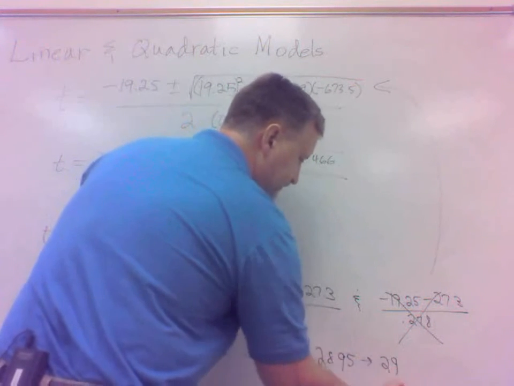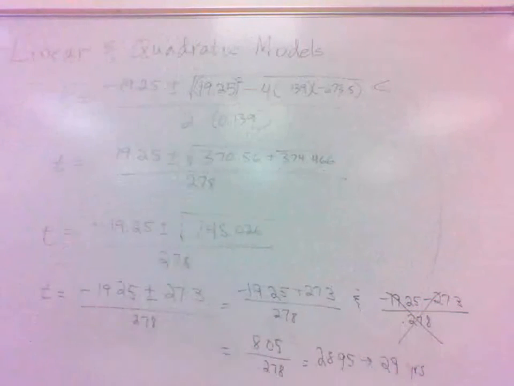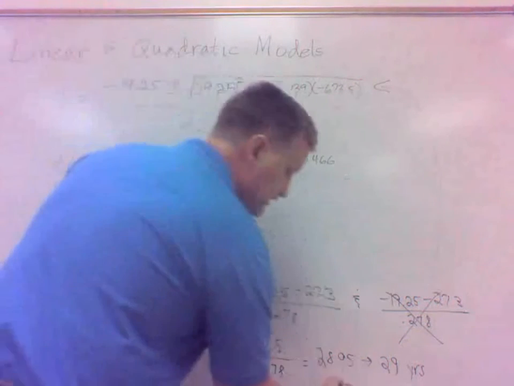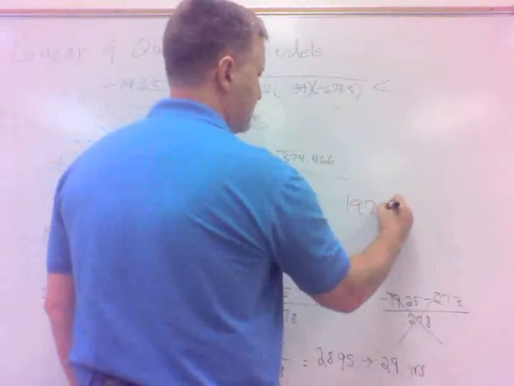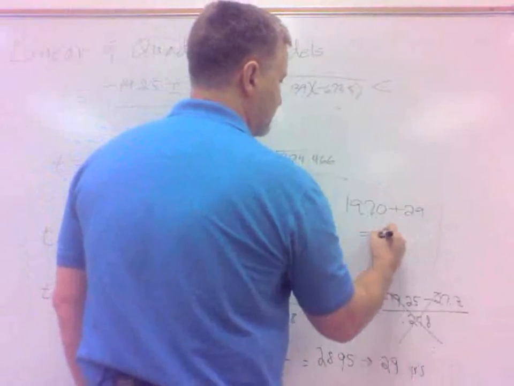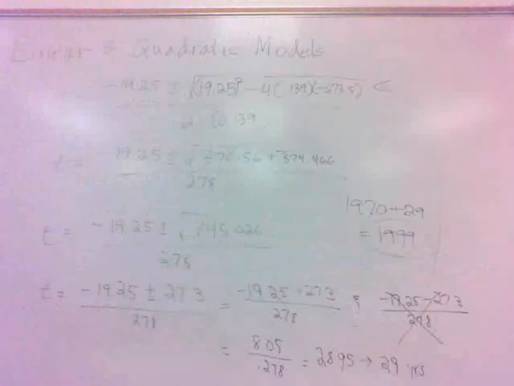It's 29. 29 years. So it's going to take 29 years for the lawyers to reach 1 million, and that's in reference to 1970 in this case. So the answer would be, I take the 1970, add 29 years, so that would be 1999 would be that year. Okay?